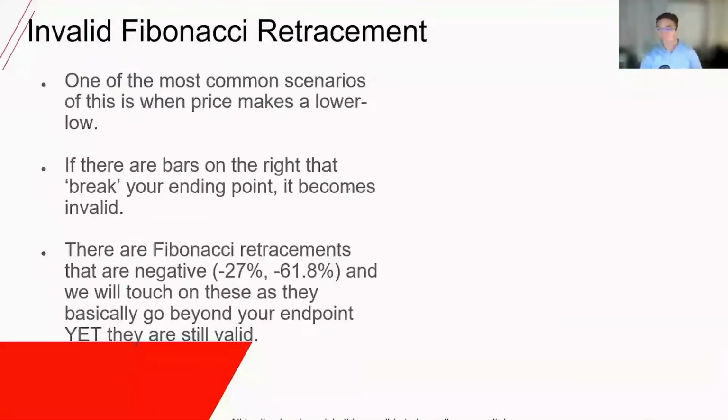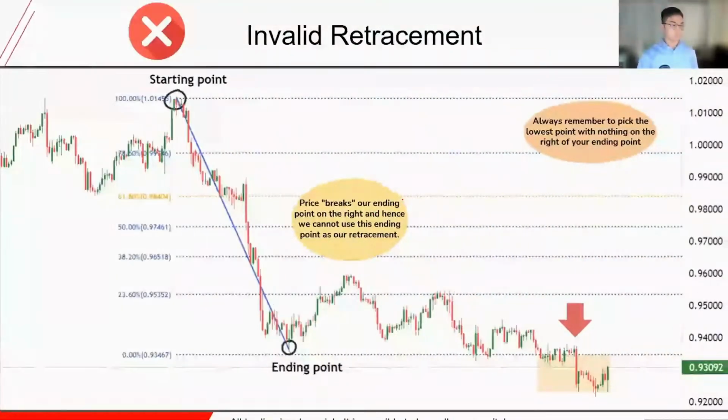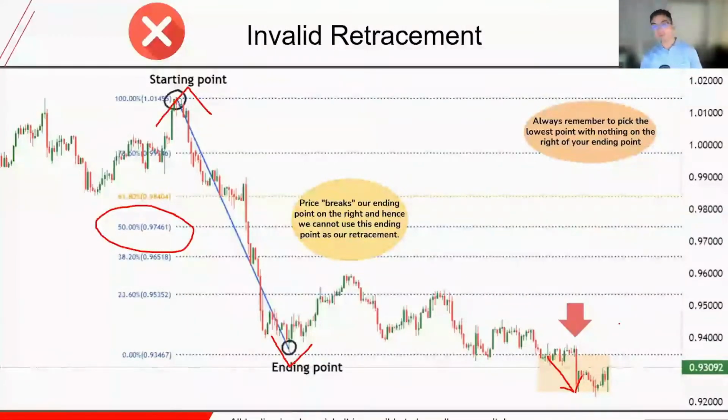There are Fibonacci levels, like negative 27.2% and negative 61.8%, and we will touch on them, that basically go through your endpoint, yet they are still valid. So take a look. Price breaks the points. We want to draw from the top towards the bottom, but price didn't retrace back up to the 50% level, at least 50%, and it continues going down. So this is no longer valid. Always look for at least a 50% retracement.